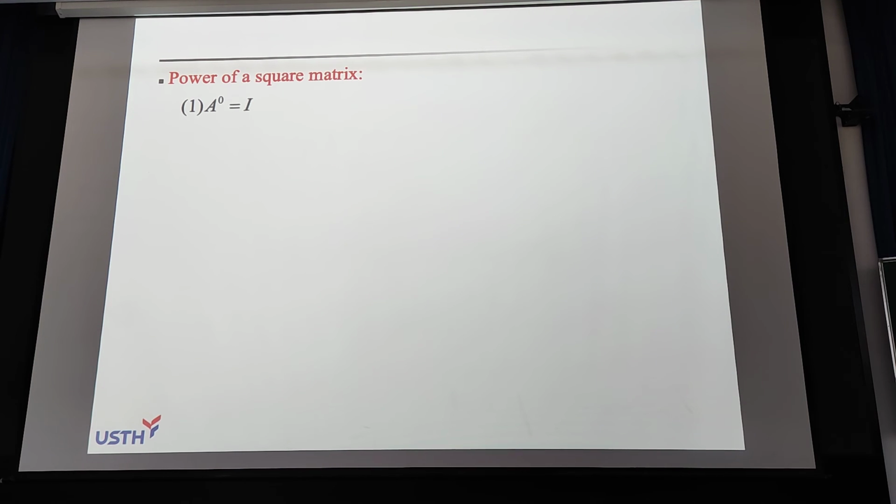Now we define the power of a matrix. First, we consider that A to the power 0 to be the identity.